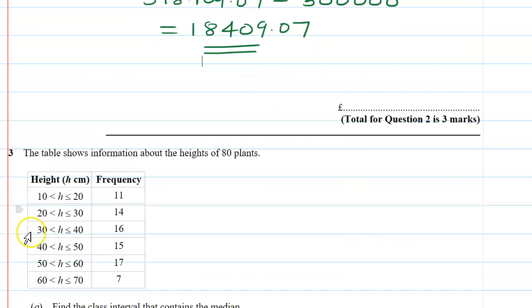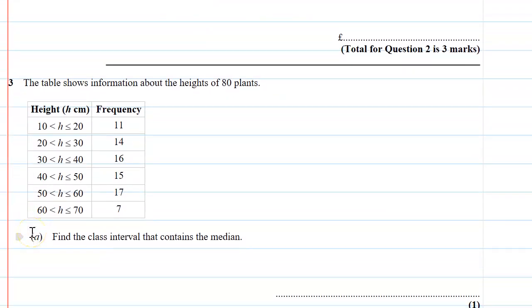So another question is saying the table shows information about the heights of 80 plants. So this is given height, and this is frequency. Frequency is given 11, 14, 16, 15, 17 and 7, and these are the class intervals. So they are saying find the class interval.